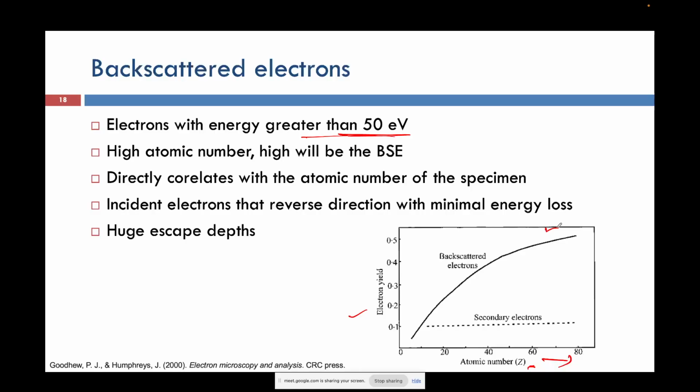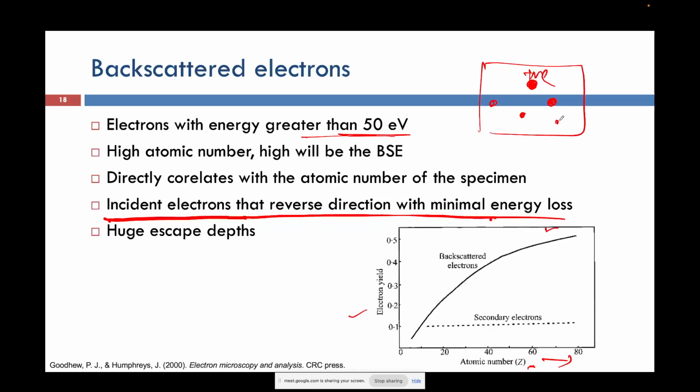Backscattered electrons are which electrons? The incident electrons that reverse direction with minimal energy loss. Okay, why do they reverse their direction? Because in the sample there will be nuclei, which are positively charged. Many more positively charged nuclei will be there in the sample. So when my negatively charged electron beam arrives, the positive charges will attract this incident electron beam.